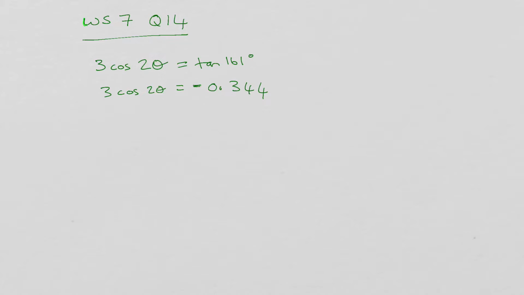Okay, round 2, trying the same question again. So my pen stopped working. So 3 cosine 2 theta is equal to tan 161. Why would you not just put tan 161 into your calculator? Once you've got tan 161, that's just a number. You're going to divide that side by 3, divide that side by 3, and now we can find out what the angle is.